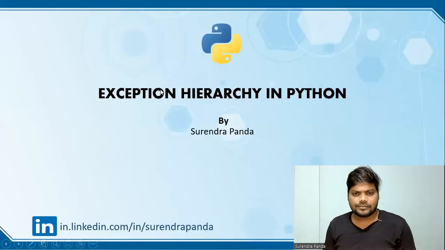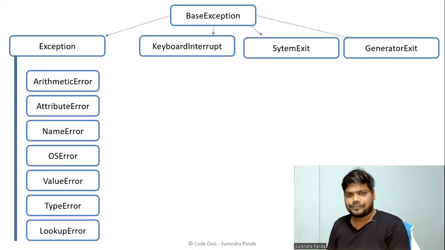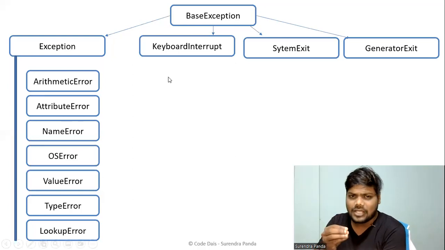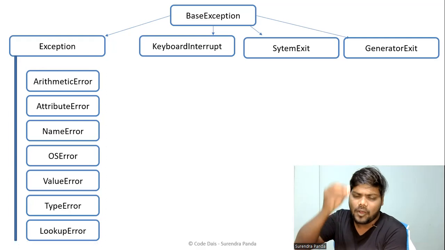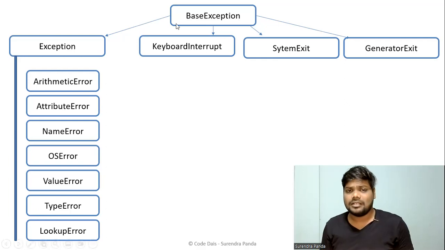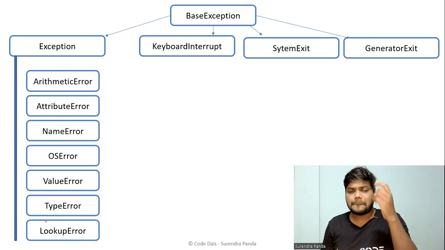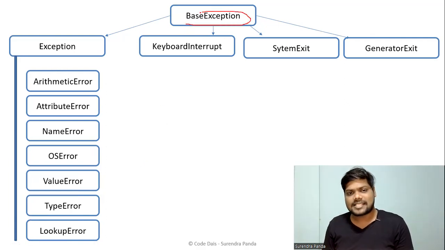Next is called the exception hierarchy in Python. Very, very important, inject it in your mind. In Python, the base class is the parent class of all the exceptions. Observe very carefully, the inheritance concept. In the exception handling mechanism, who is the base class? BaseException.